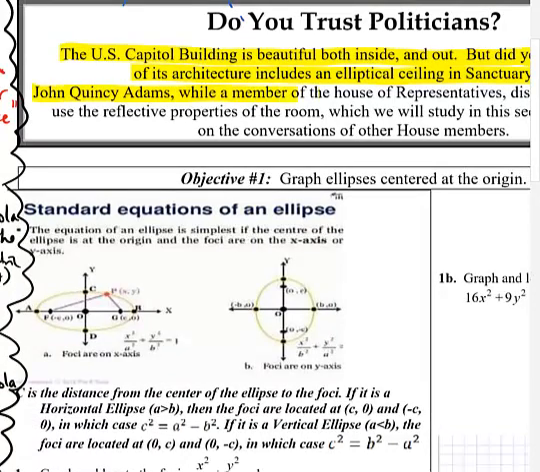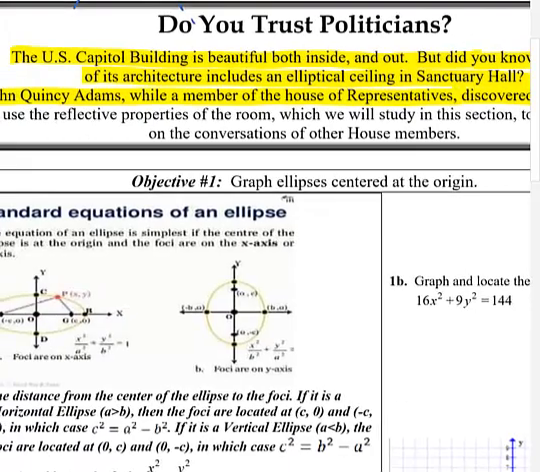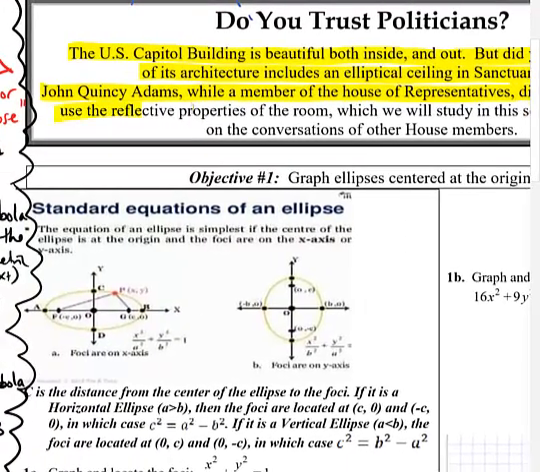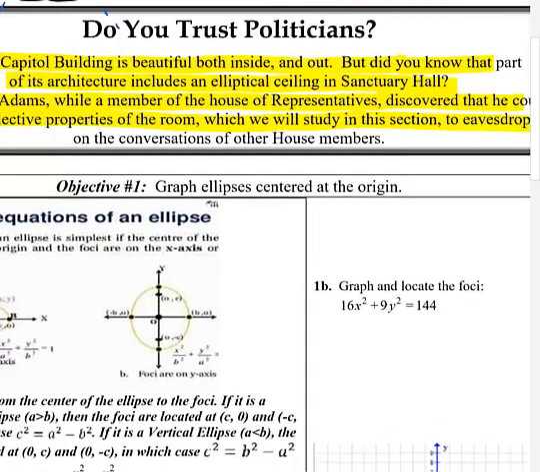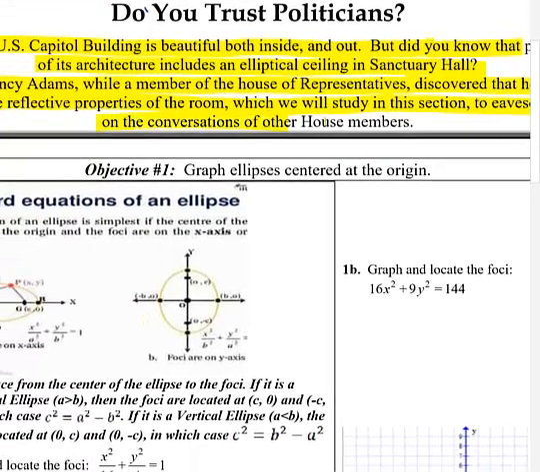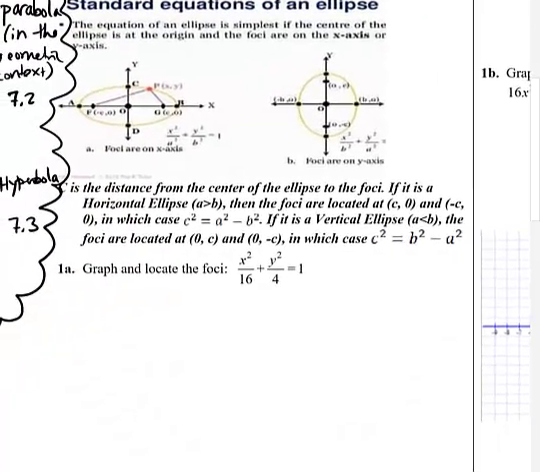John Quincy Adams, while a member of the House of Representatives, discovered that he could use the reflective properties of this room, which we will study in this section, to eavesdrop on the conversations of other House members. Now that's interesting. That's a smart man, huh? How do you know that?